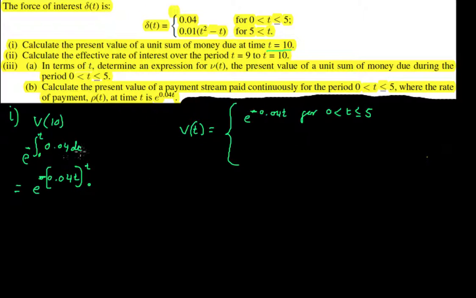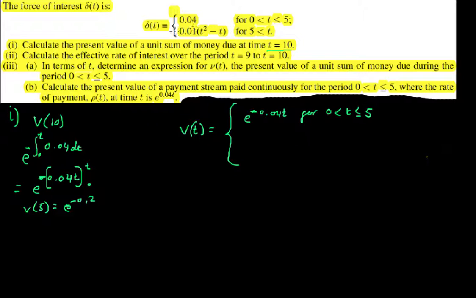Okay, so now we just got to find the next bit to try and get v of 10. Actually, first I'll just find out what's v of 5, because we're going to need that in order to get v of 10. So v of 5 is just you sub in 5 into here, so that's e to the negative 0.2 when you multiply them. E to the negative 0.2. Alright, that's always handy to know.